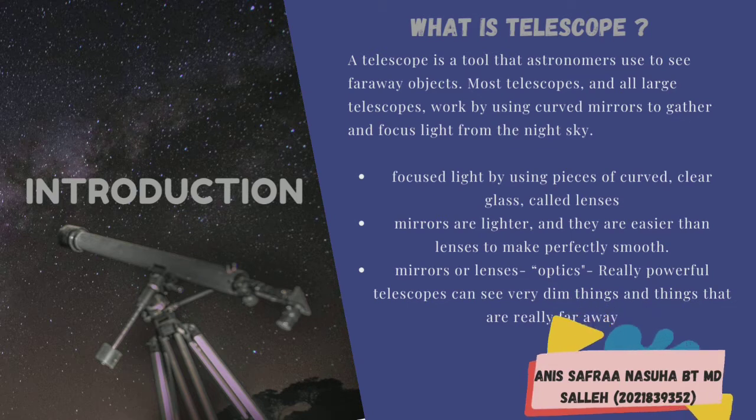The mirrors or lenses in a telescope are called the optics. A really powerful telescope can see very dim things and things that are really far away. To do that, the optics, be they mirrors or lenses, have to be really big. The bigger the mirrors or lenses, the more light the telescope can gather. Light is then concentrated by the shape of the optics. The light is what we see when we look into the telescope.